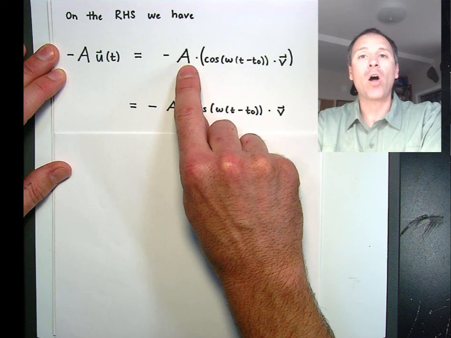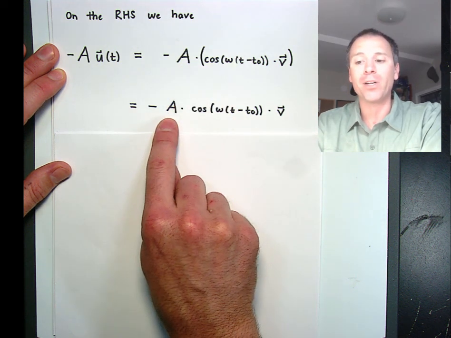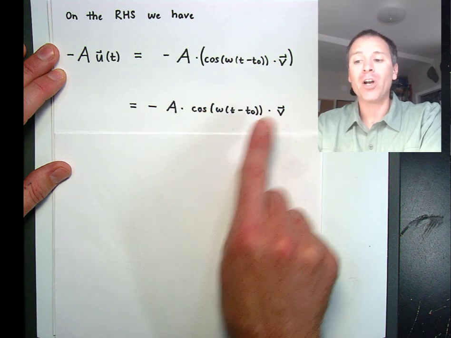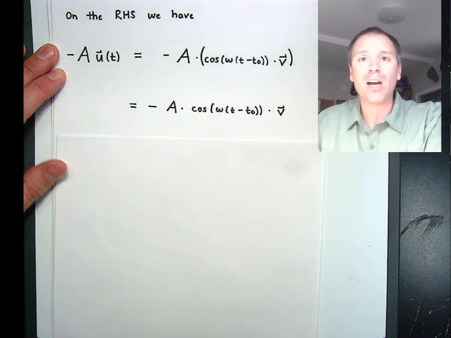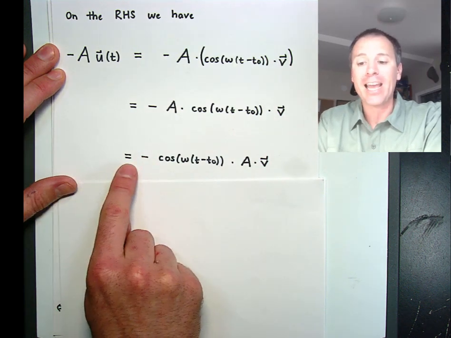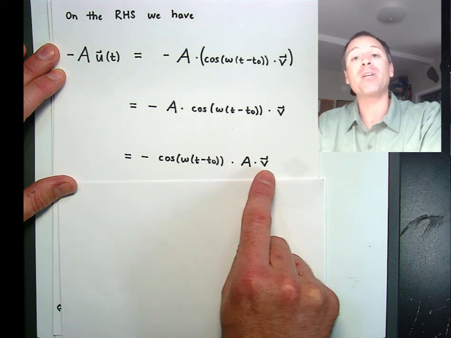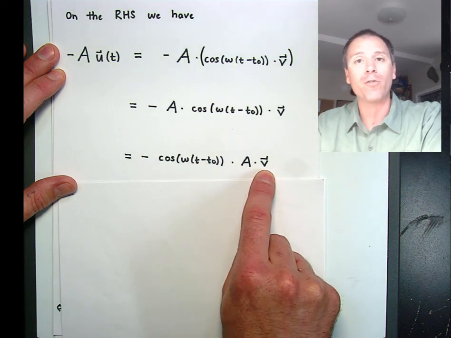On the outside, on the left, we have a matrix multiplication. But in matrix multiplication, if I have a matrix times a scalar times a vector, that comes out. That's one of the properties of linearity, which means negative a times u is actually negative cosine omega t minus t naught times a times unknown and desired non-zero vector v.